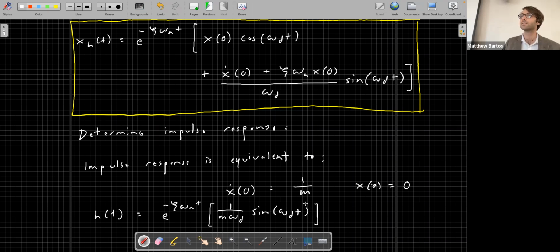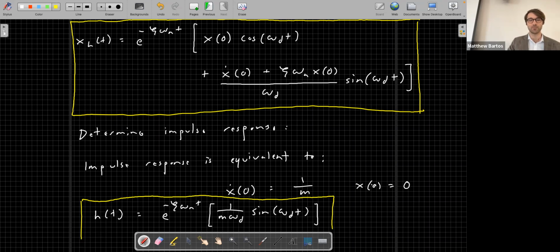So the impulse response, as I mentioned, is a kind of hand-wavy explanation. Today, when we get to Laplace transforms, I'll give you a specific formula for computing the impulse response. But in this case, it's equivalent to starting with a velocity of 1/m. If we plug that into the homogeneous response, we get the following impulse response function.